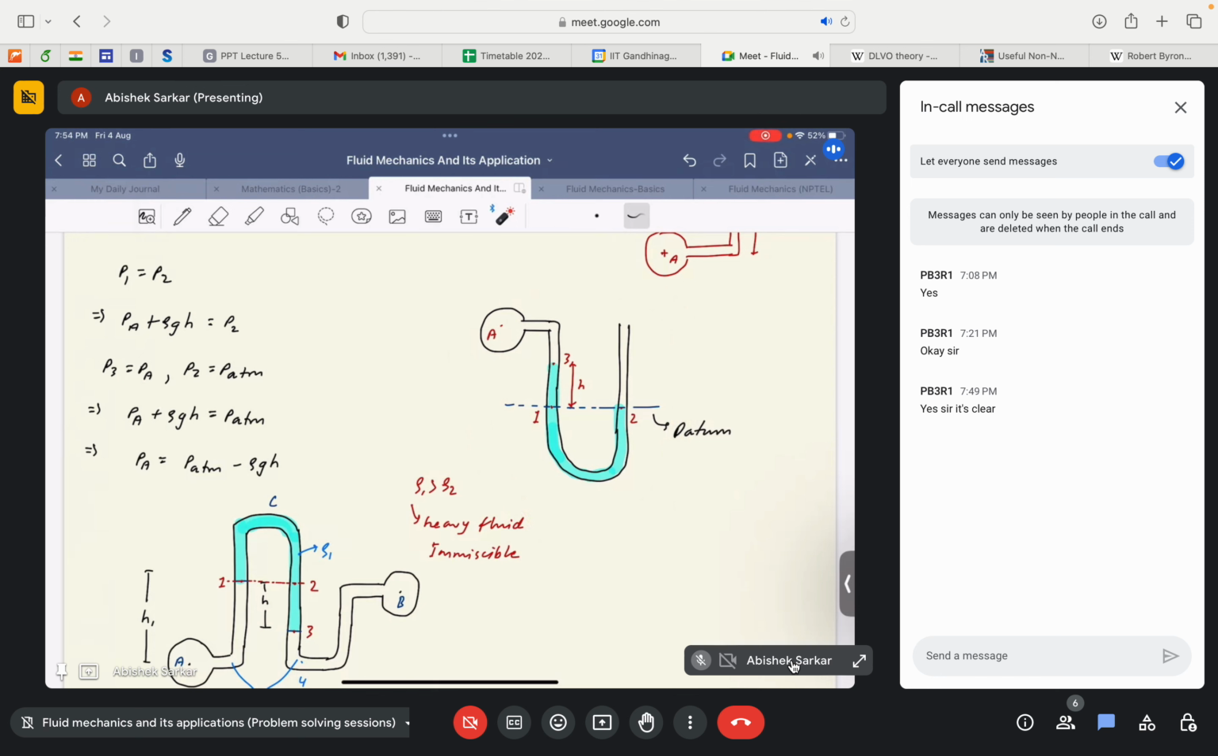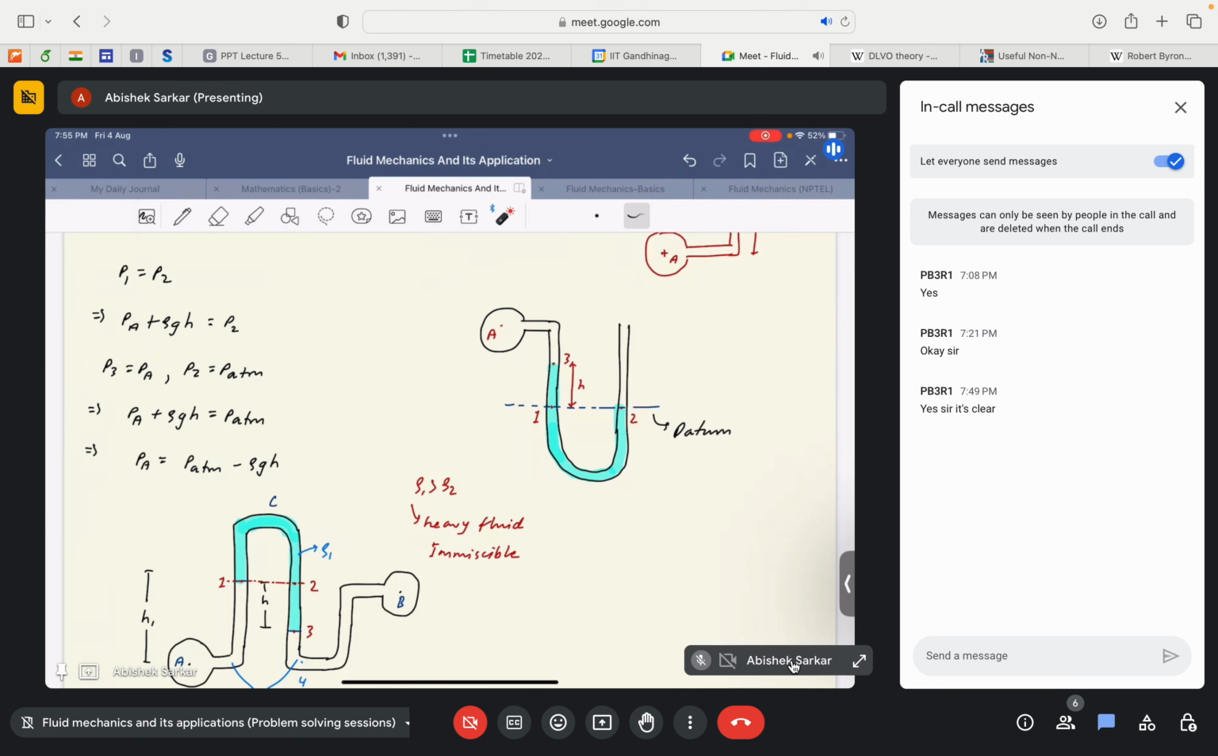There are two interfaces, right? At point 3 and at point 2. Since point 2 is lower, we take point 2 as our datum and then carry forward our calculations taking this datum point as our reference, right? Okay, so this is one trick.